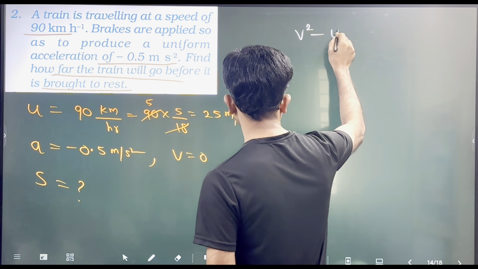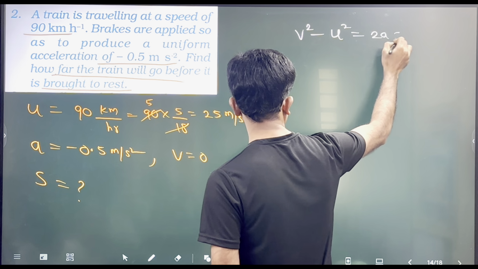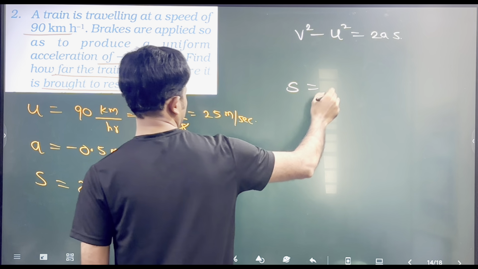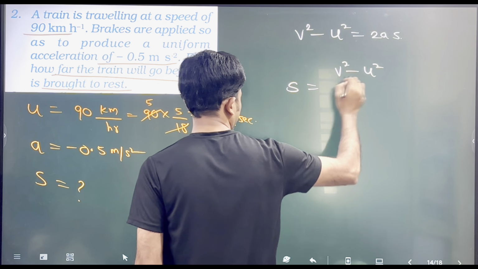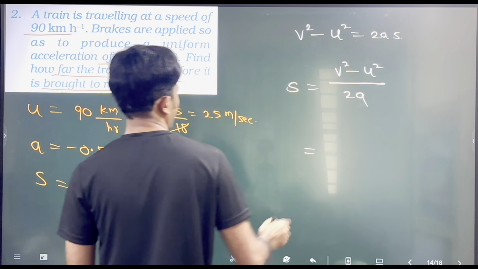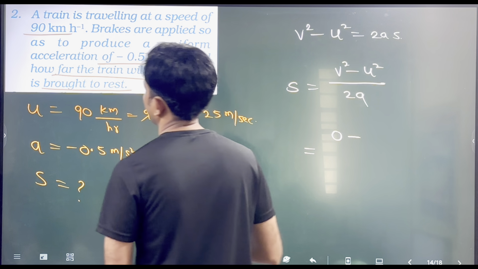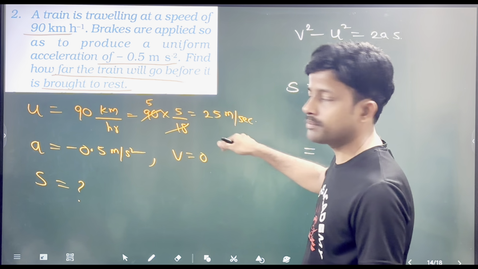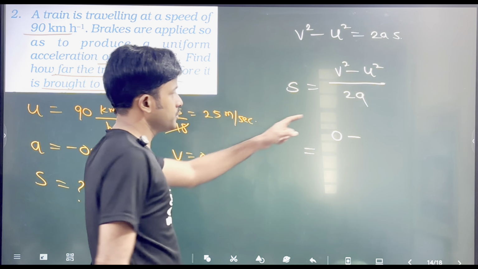v square minus u square equal to 2as. So we need to find s, right? So taking 2a to this side, s equals v square minus u square by 2a. What is the v value? That is 0 only. 0 minus u square. The u value we got here, how much is it? 25 meter per second. Now you put the value here.